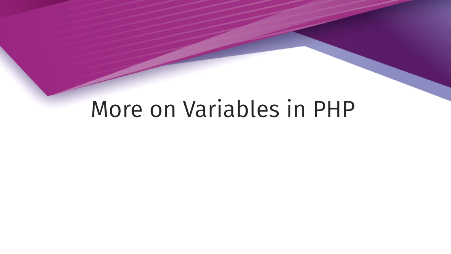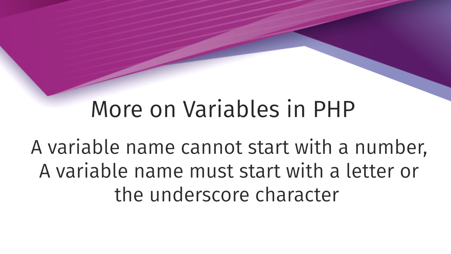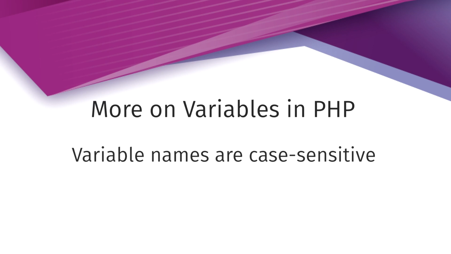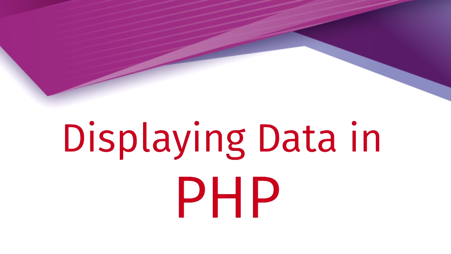Some rules of PHP variables. A variable starts with a $ sign followed by the name of the variable. A variable name cannot start with a number. A variable name must start with a letter or the underscore character. Variable names are case sensitive. Now let's move to the next section, displaying data in PHP.